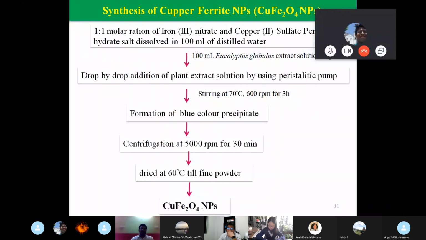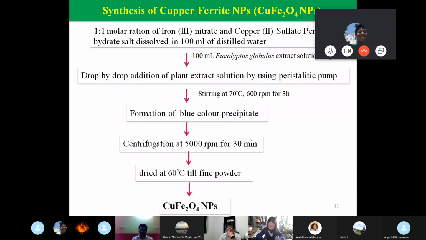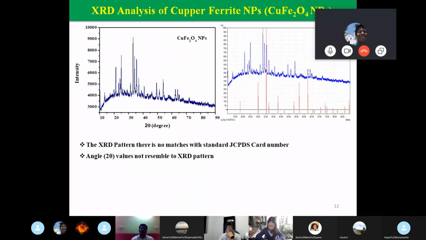We followed a similar protocol for the synthesis of copper ferrite nanoparticles. A 1:1 molar ratio of iron nitrate and copper sulfate is dissolved in 100 ml distilled water. Then we followed a similar protocol to get the copper ferrite nanoparticle. But we can see here how it is.